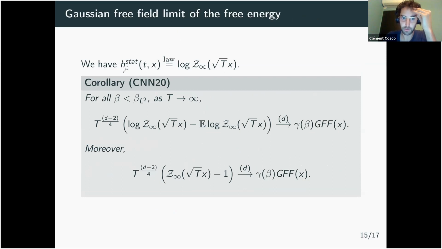This result actually writes in a different way when you look at the polymer itself, because the stationary solution has actually the law of log of the infinity. So what you actually find is that in the whole L2 region, the fluctuation of the log of the partition function converges to the Gaussian free field. At the level of the polymer, it explains that if you take a diffusive limit of the polymer, then the field of the partition function looks like a Gaussian free field in dimension d bigger than 3. You can have the same at the level of not taking the log and subtracting by 1.